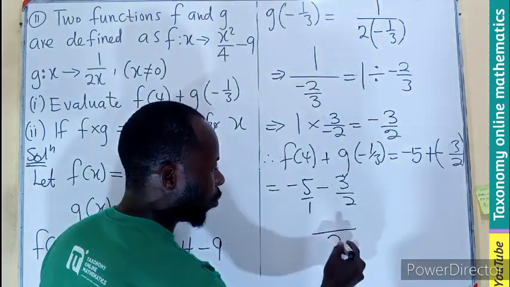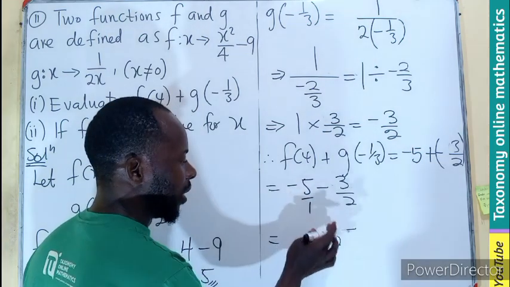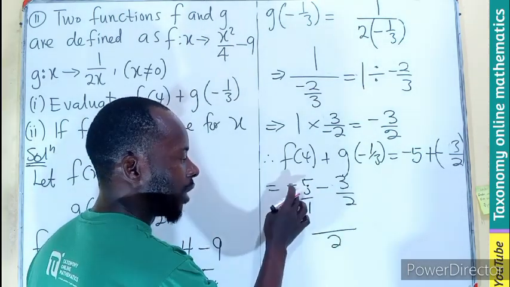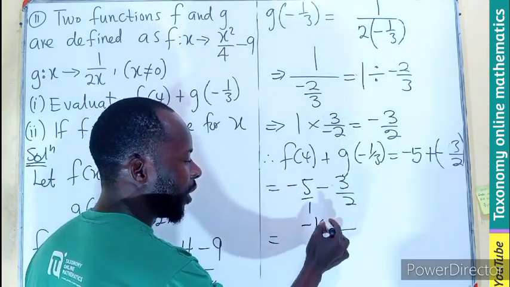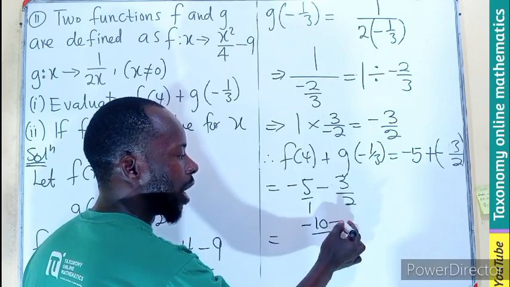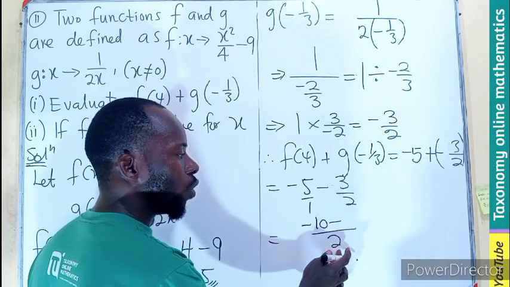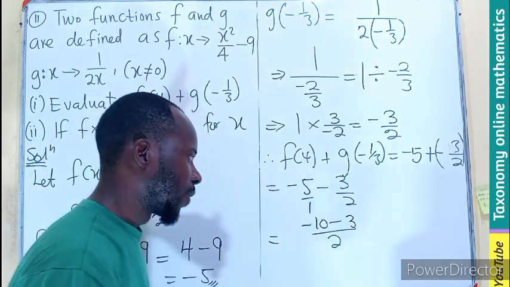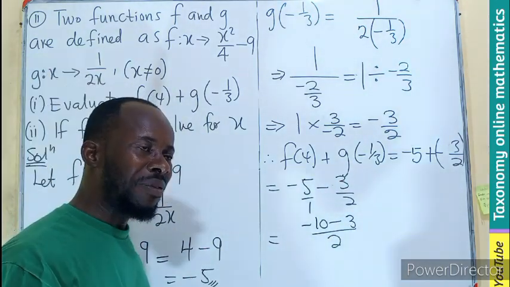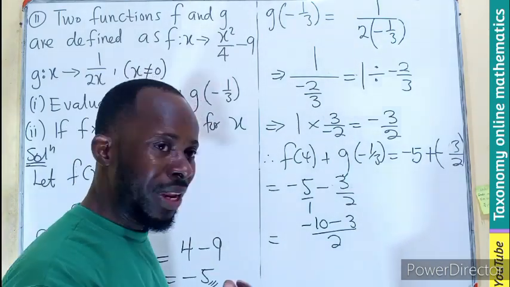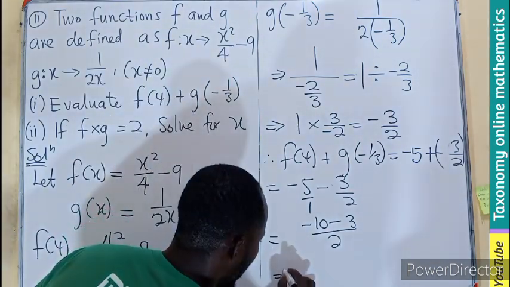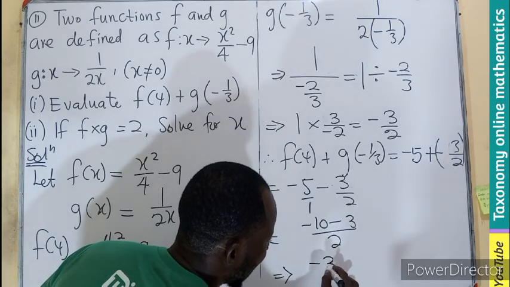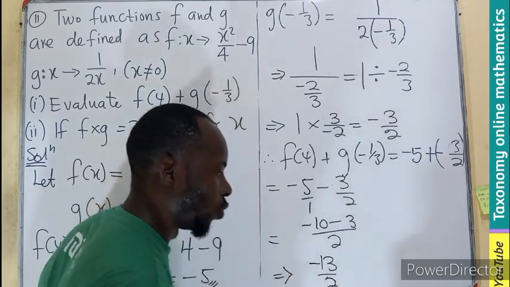So your LCM will be 2. 1 here, 2 times negative 5, negative 10. Your minus will come, 2 dividing 2, 1, 1 times 3 will give you 3. So what will be the answer? Negative 10 minus 3 will be negative 13. So we'll be having negative 13 divided by 2.